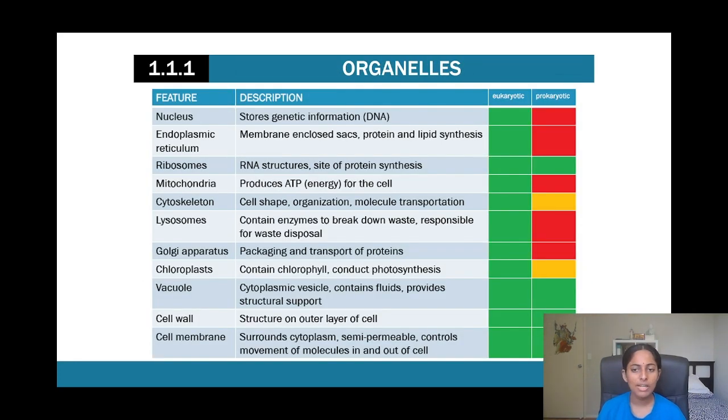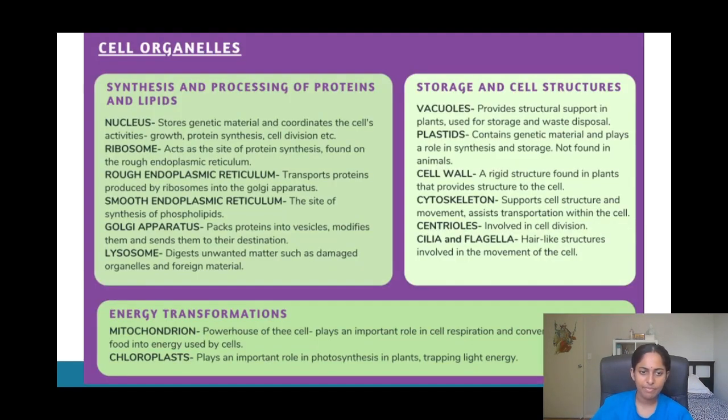You also have chloroplasts in plants, and they contain chlorophyll, which helps photosynthesis. And yeah, that's pretty much the main organelles that you have. And each of them have different functions. So you can see here that the overall functions include things such as protein synthesis, lipid synthesis, packaging of proteins, and things such as photosynthesis, as well as structural support. So yeah. And this pretty much just summarizes what I've said.